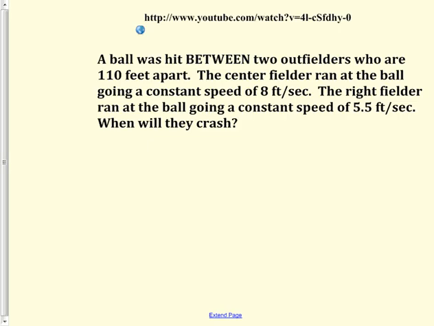Anyway, a ball was hit between two outfielders who are 110 feet apart. The first thing I would do is draw just a little picture, not a detailed drawing. There's an outfielder over here and an outfielder over here, and the ball's hit somewhere between them. They're 110 feet apart. The center fielder ran at the ball at constant speed, 8 feet per second. And the right fielder ran at the ball going 5.5. So they're going to hit each other.